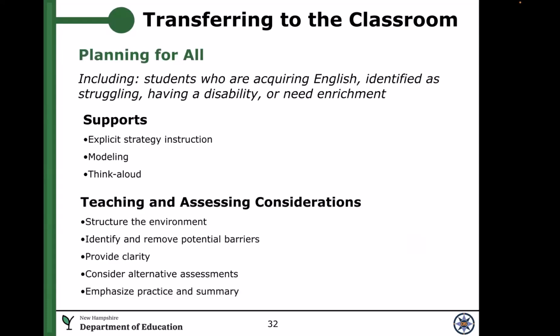specific instruction. And then when we're doing and we're thinking about this, we're talking about maybe looking at the structure of our environment. What are potential barriers there might be? We want to make sure that we're really providing clarity for students, thinking about alternate ways to assess, and thinking about practice and summary, and not just skill and drill, and you have 100 of these questions to do.